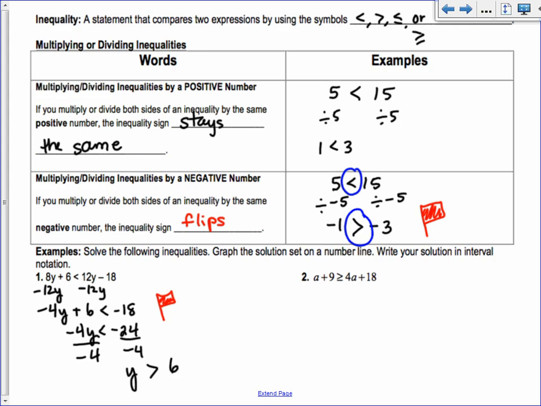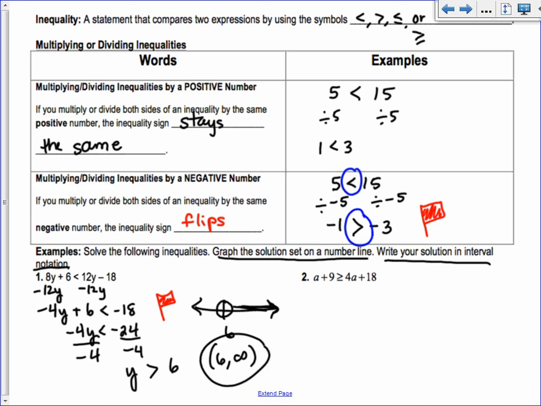Now, on your test, I always say, graph the solution on the number line, write your solution in interval notation. So don't forget that step. If you have y is greater than 6, make sure you do your number line. So we have 6, and everything greater than 6. So it's parentheses 6, comma, infinity. That's the answer that I want to see. I want to see interval notation.